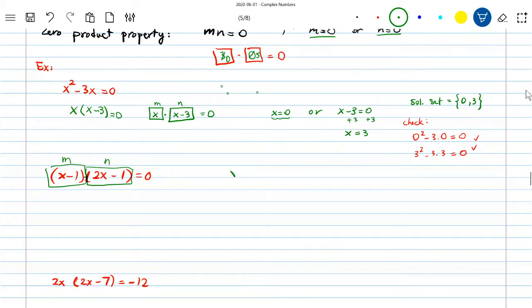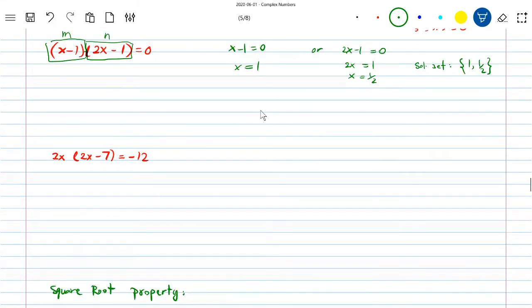Now you can say x minus 1 is 0, or 2x minus 1 is 0. Solve each one separately. x minus 1 is 0. You can add 1 to both sides. You will end up with x equal to 1. 2x minus 1 equal to 0. You can add 1 to both sides. You will get 2x equals 1. And divide both sides by 2, x equals 1/2. So I have two solutions. So the solution set is 1 and 1/2. You can write them in order 1/2 and 1, it doesn't really matter. So as long as there is a product between two terms, and on the other side of the equality you have 0, you can use the zero product property.